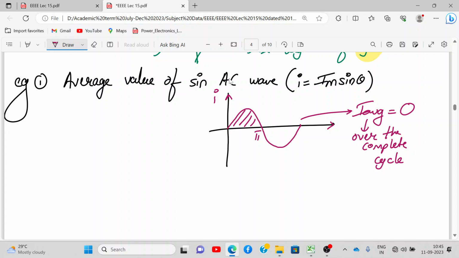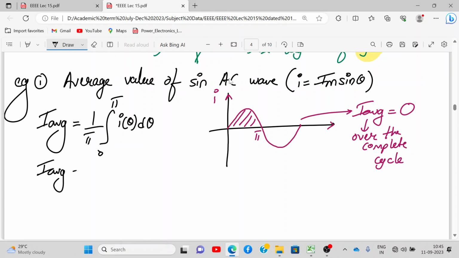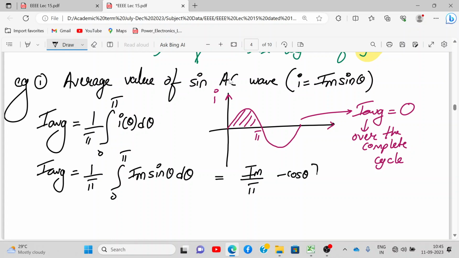Got it? So write down over here, I average over the complete cycle. The important words are complete cycle. So I average will be 1 upon pi. Here the period will be pi. Let's consider 0 to pi, I d theta. So I average is 1 upon pi, 0 to pi, Im sin theta d theta. This will be Im by pi. What is the integral of sin? Minus cos, where theta goes from 0 to pi.